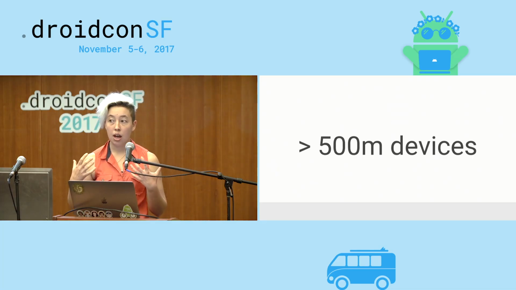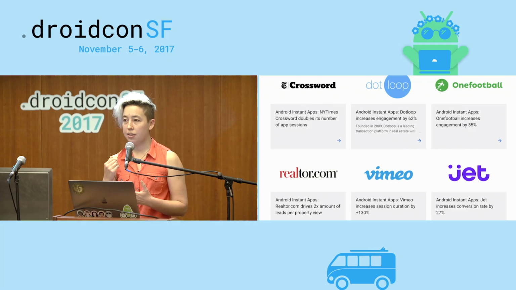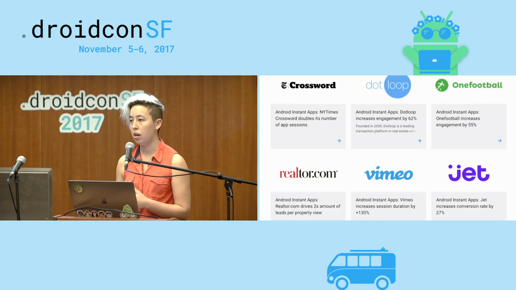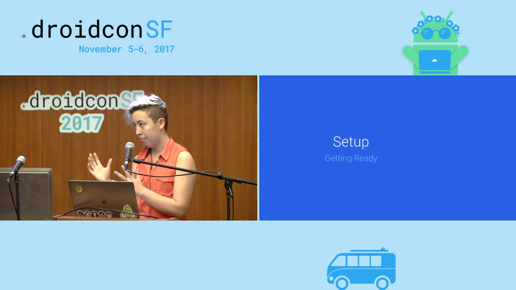Okay, so instant apps are supported on more than 5 million devices. Instant apps were introduced publicly for everybody to be able to make one at I/O 2017. And on our documentation site, we have links to case studies with different partners that talk about the benefits and improvements that they got from implementing an instant app. Okay, so that's instant apps.